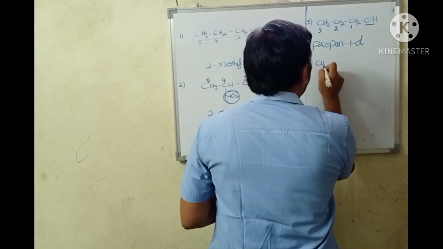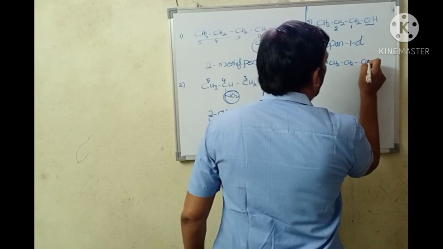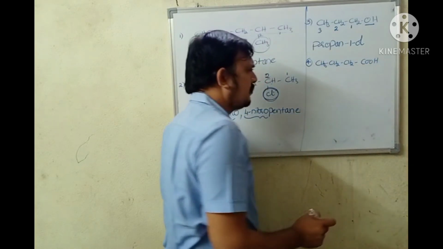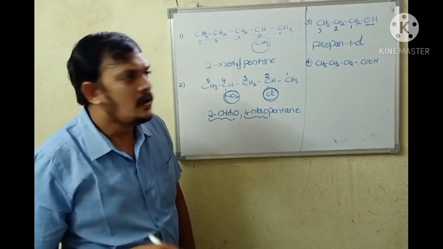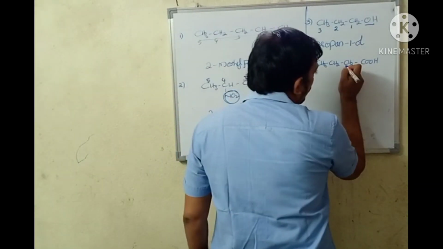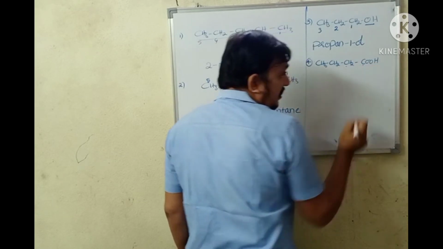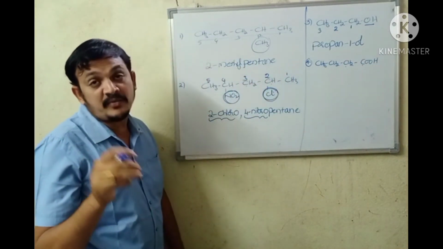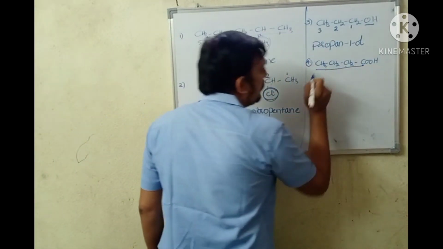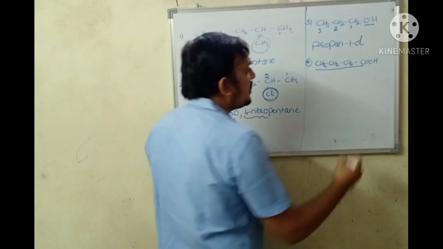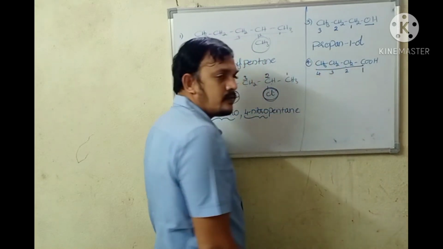Another example, CH3, CH2, CH2, COOH. Here you are tempted to go for the wrong option. Why? Because you will be taking the parent chain from here, but it is to be taken from here. Why? Because the functional group bearing carbon atom is a part of the parent chain. So this will be the parent chain. The numbering is to be done from here: 1, 2, 3, 4.